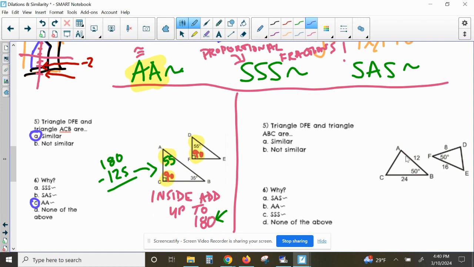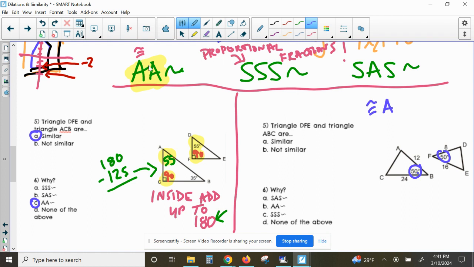Okay, let's try this one over here. It says similar or not similar. So this is the same idea. Remember, these are our three options. Let's take a look at this picture. Definitely we have a matching angle, right? We have this 50 and 50. So we do have an A, a congruent angle.